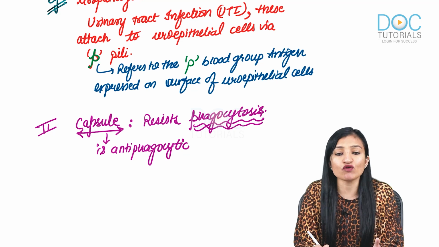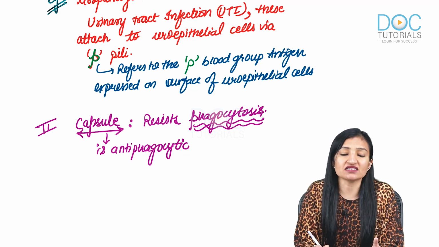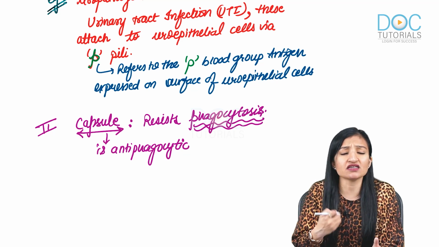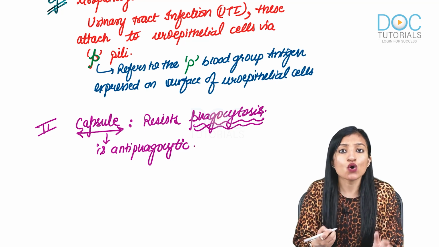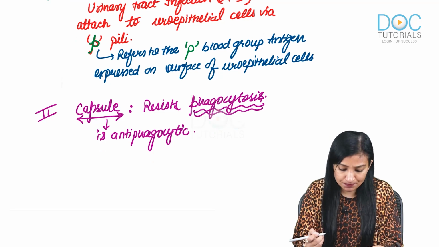It's a big problem for our phagocytic cells, that is the neutrophils and the macrophages, whenever they encounter a capsulated organism. And what is the reason behind this? What makes capsules so powerful?